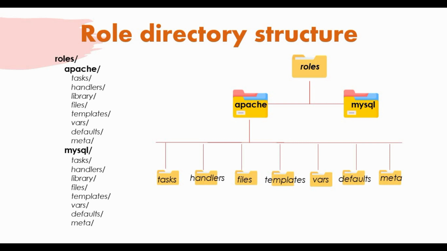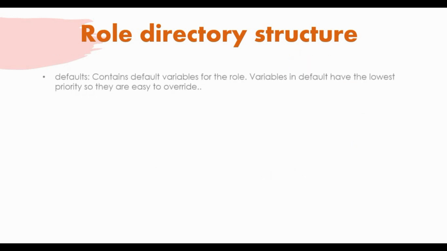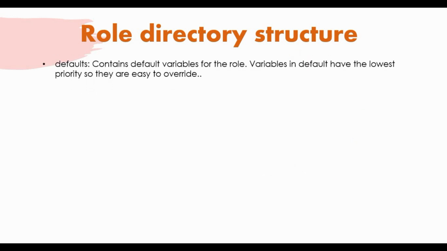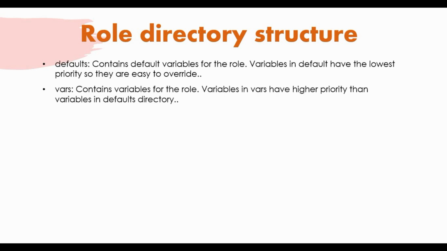Okay, so let's see what each folder does. In the roles directory structure, there is a folder called defaults, right? The defaults folder contains the variables for the role, but these variables have the lowest priority so that they can be easily overridden. What overrides them? There is a folder called vars, right? This vars folder also contains variables for the role, but these have higher priority, so they will override the variables in the defaults directory.